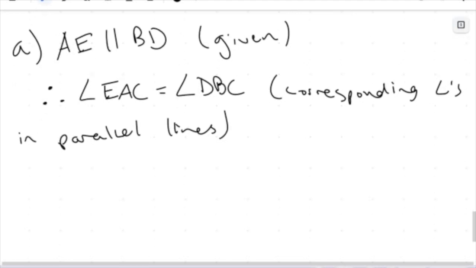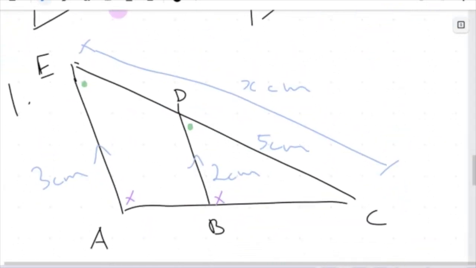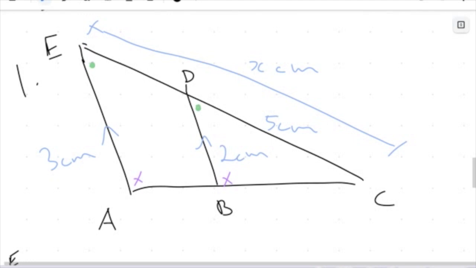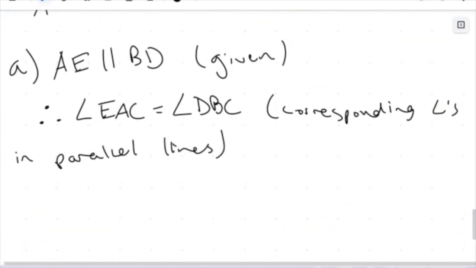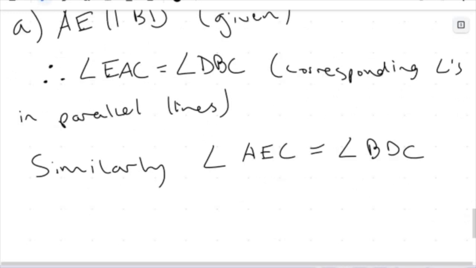Now we can say, because we use the same idea, to prove that AEC is equal to BDC, so that these two are equal. So we use that same thing. So we can say similarly, angle AEC is equal to angle BDC, and that is for the same reason. So I'm just going to put these quote marks.